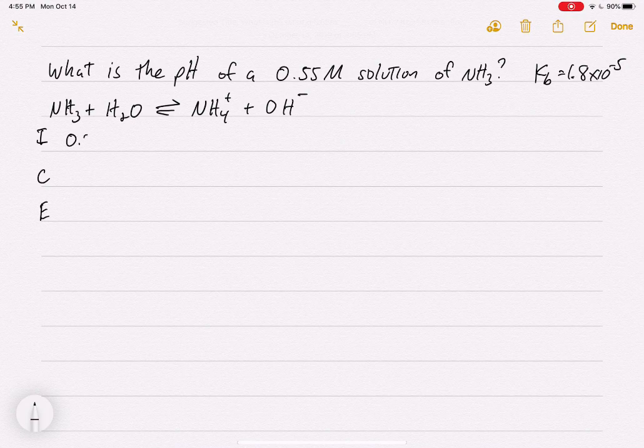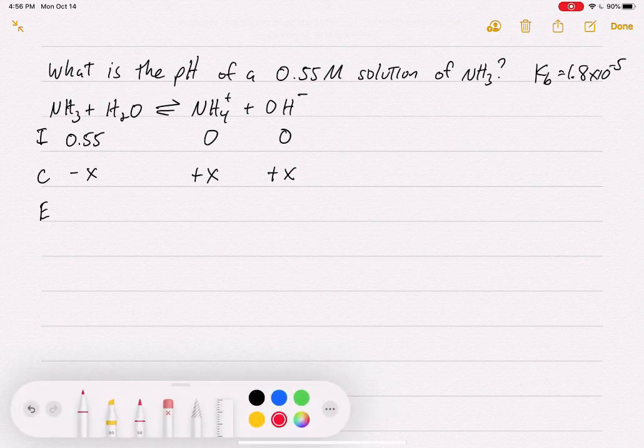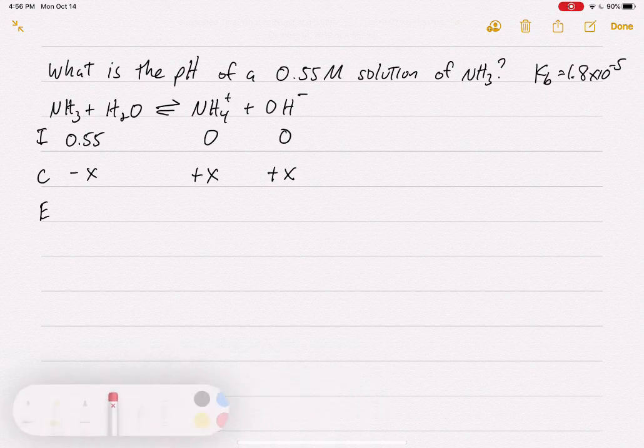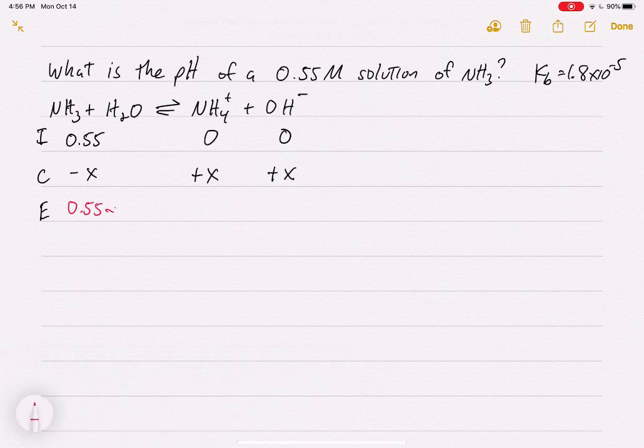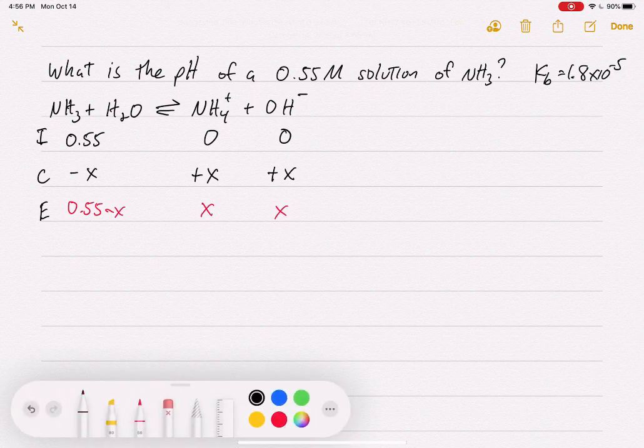And we know we've got 0.55 molar NH3 to start, no NH4 plus, no hydroxide. Some of that NH3 is going to get turned into NH4 plus, but I don't know how much. So that's minus X, and then plus X and plus X for the NH4 and the OH minus. Again, that E line is just the sum of all of those, and so I have 0.55 minus X, X, and X. So now I've got my equilibrium concentrations there.